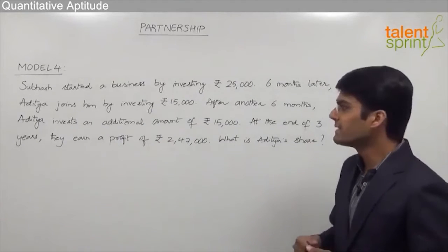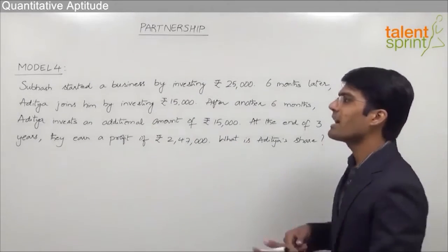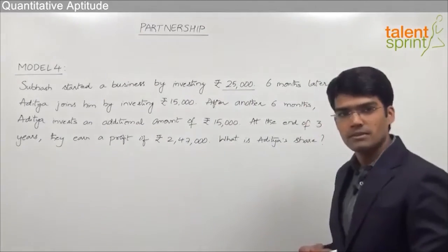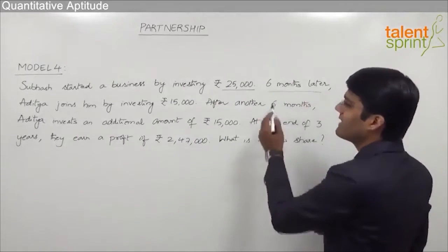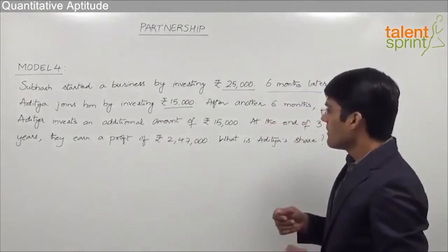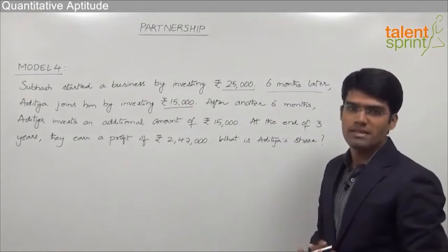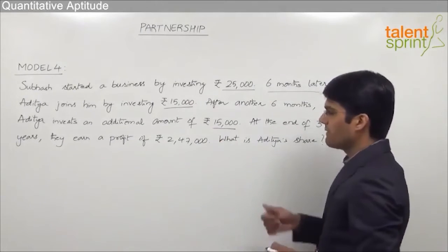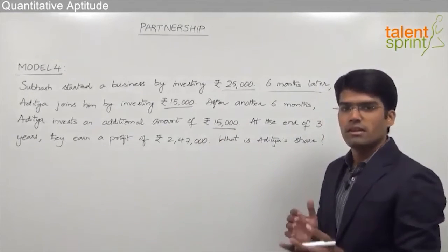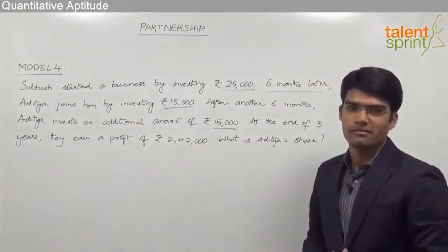So as we can see here, we have got only two partners, Subhash and Aditya. Subhash started the business investing 25,000. After 6 months, Aditya joins by investing 15,000. But again, after another 6 months, Aditya invests an additional amount of rupees 15,000. And from this, we are supposed to find out the ratio of these two partners and get the share of Aditya from the total profit.